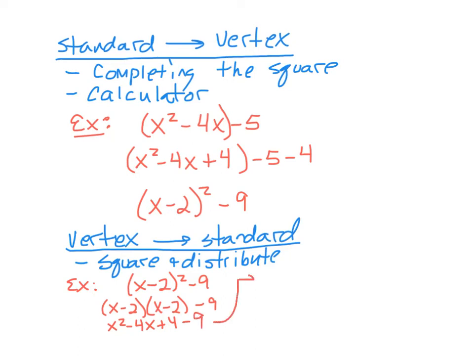Then really our last step is to combine our like terms, and I have x squared minus 4x. Well, plus 4 minus 9 would give me a negative 5, and I'm done. And that's all we have to do to convert from vertex to standard form.